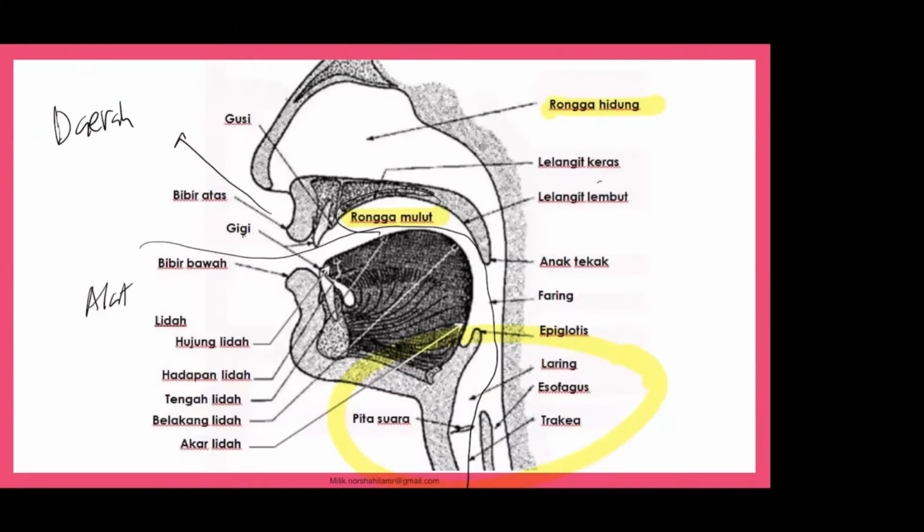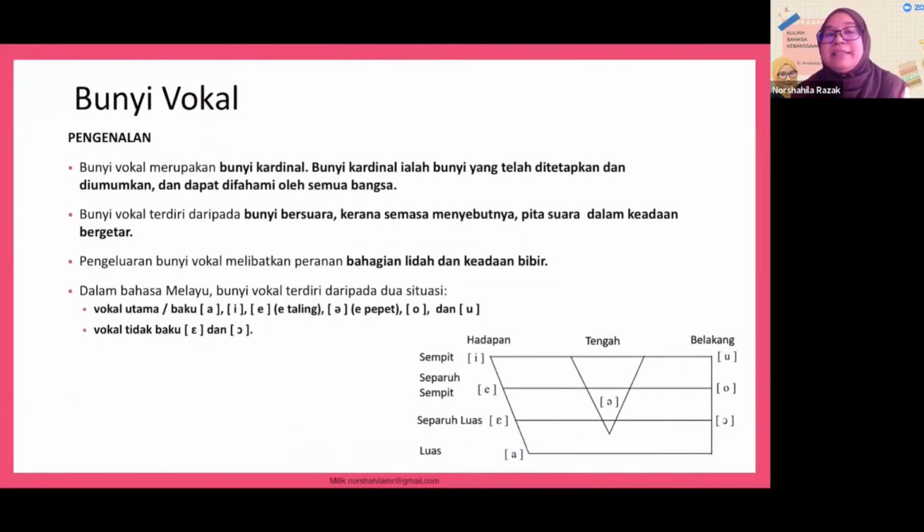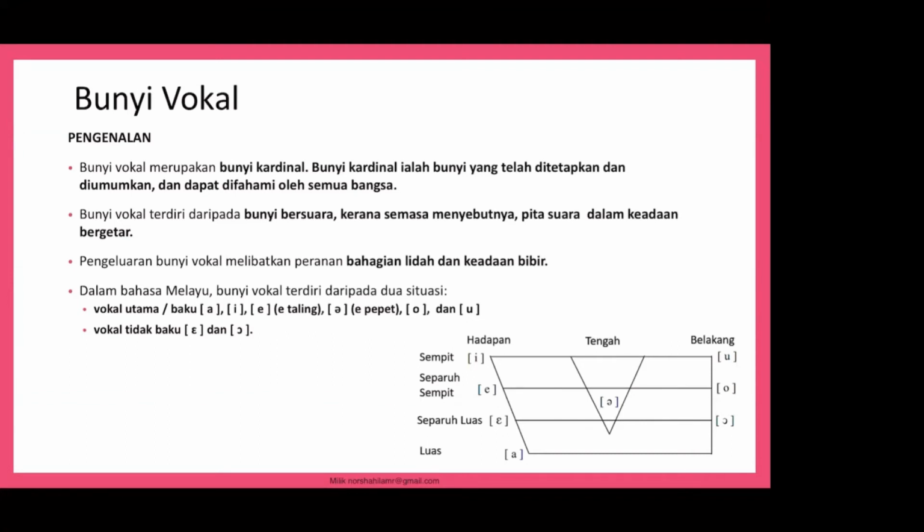Rupanya lidah pun ada juga bahagian kan? Jadi kita ada lidah, hujung lidah, depan lidah, tengah lidah, belakang lidah, akar lidah. Sebelum ni kita tahu lidah je. Okay, and then each part of lidah actually have their own sound. Okay, nanti saya akan beritahu. Can we move to bunyi vokal and then we have a break for 10 minutes and then kita sambung balik. Okay, pergi bunyi vokal dulu.